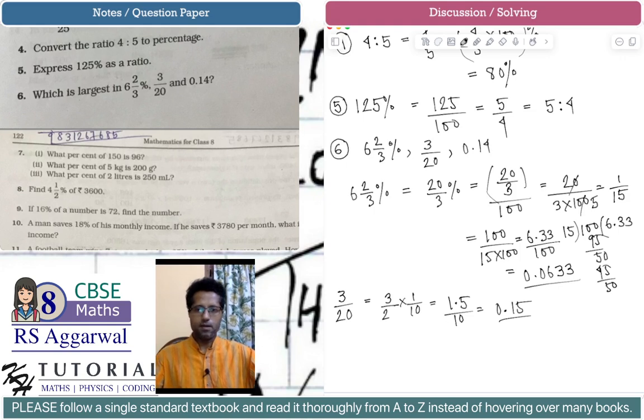So the decimals that we need to compare are 0.15, 0.0633 and 0.4. So which is the largest? Which is the largest among 0.4, 0.15 and 0.0633? Obviously, 0.4 is the largest. 3 by 20 is the largest.